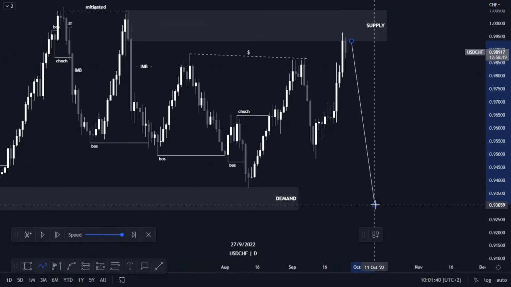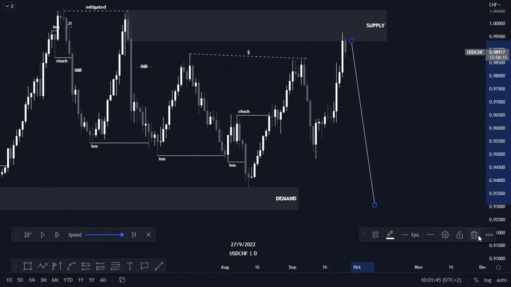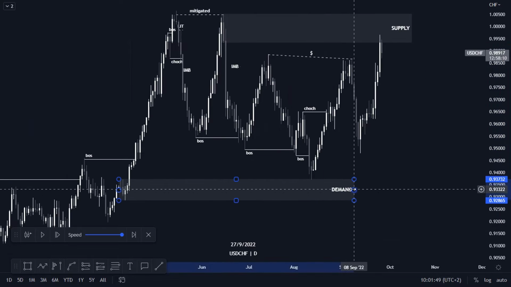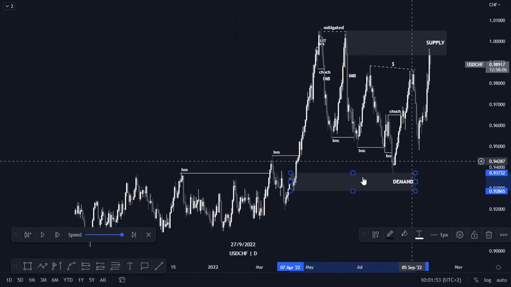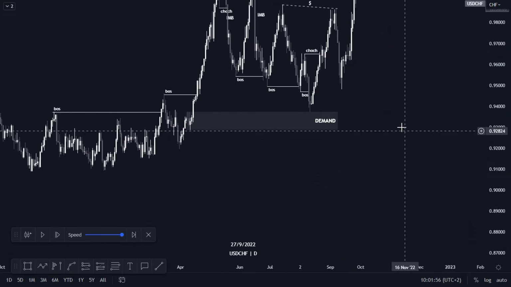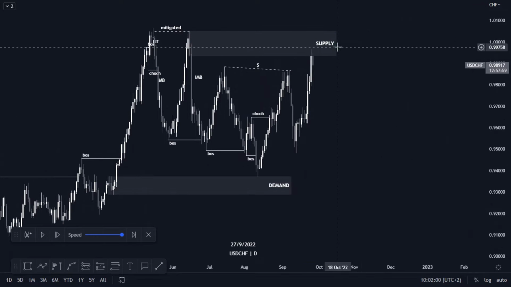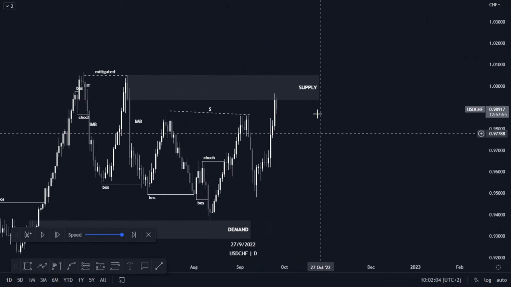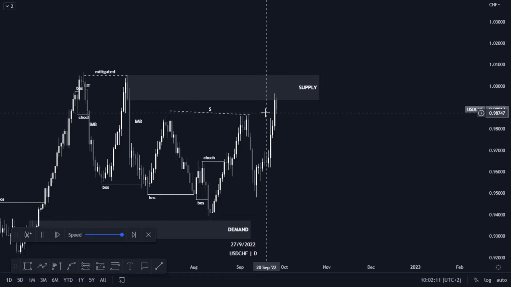Okay, and mind you that on the monthly time frame, price has tapped into our demand area here, and the overall trend is that we're in a bullish trend. Okay, so now, is this supply area going to hold? I don't think so. So what I'm expecting USD CHF to do is to break this supply area.